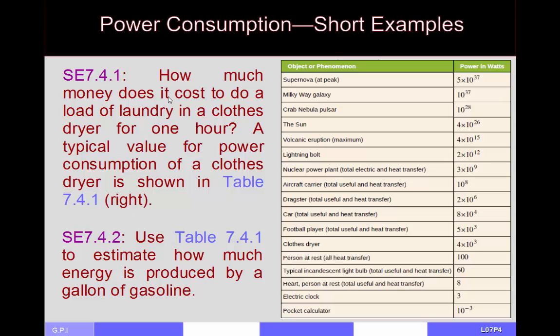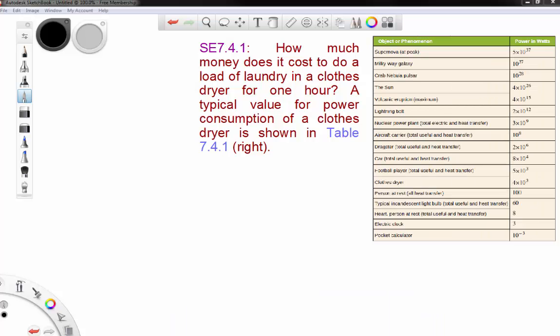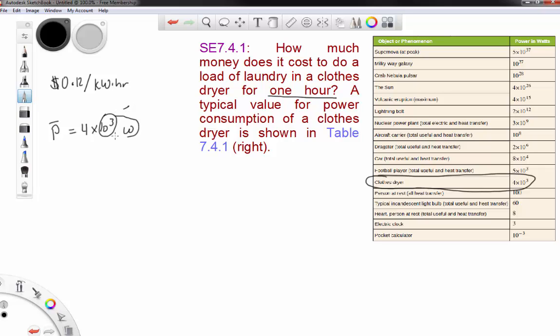So let's do a couple of quick examples using this table. The first one is, how much money is it going to cost to do a load of laundry in a clothes dryer for an hour? All right, recall that the cost is 12 cents per kilowatt hour. So this is our cost. And now let's come over here and look for a clothes dryer. That's right here on the list. Clothes dryer says 4 times 10 to the 3 watts. So we have an average power 4 times 10 to the 3 watts. And we're looking for 1 hour's worth of consumption. 10 to the 3 watts, this part right here, is equal to 1 kilowatt.